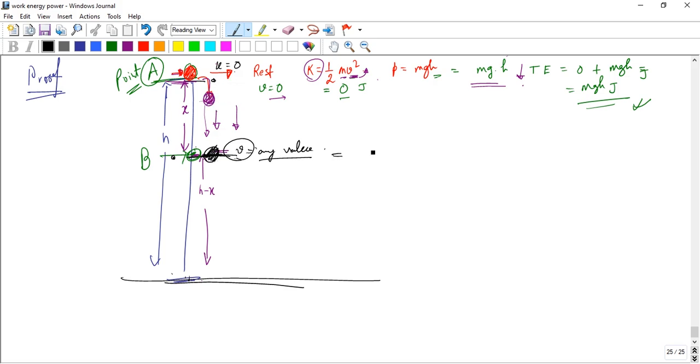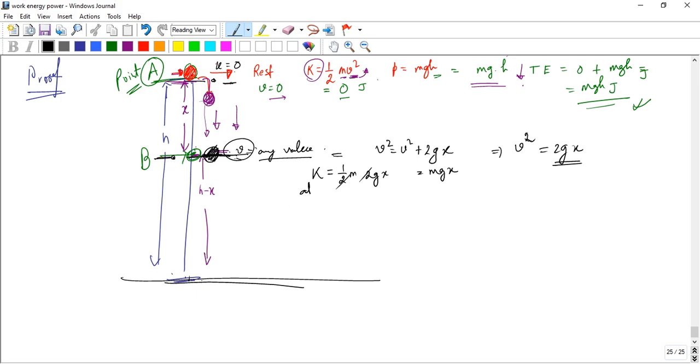So from the third equation of motion, we know that v square equals u square plus 2g times the displacement of the object from that point to that point, that is x. So v square equals u0 plus 2gx, that is 2gx. So kinetic energy is half m v square, that is half m times 2gx. The 2 cancels, that is mgx. That's the kinetic energy at point B.